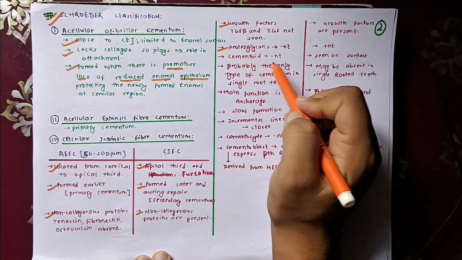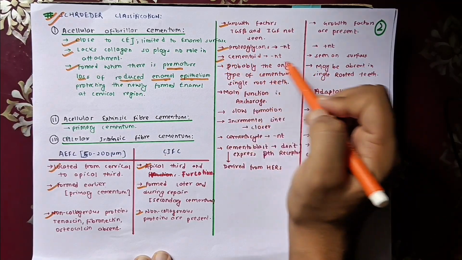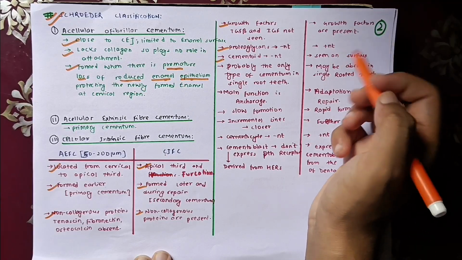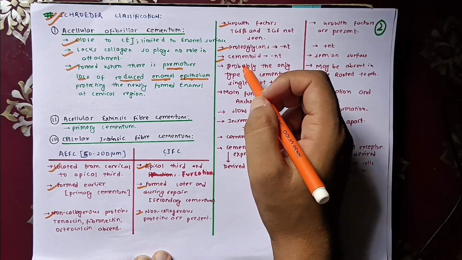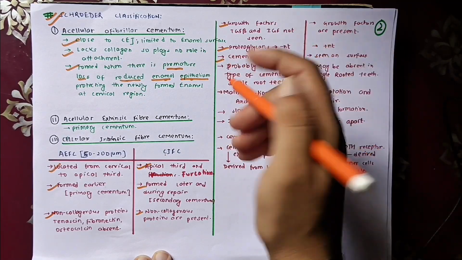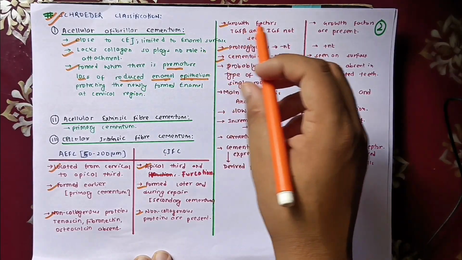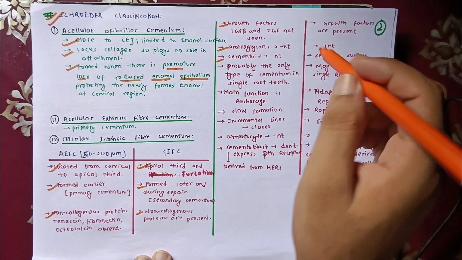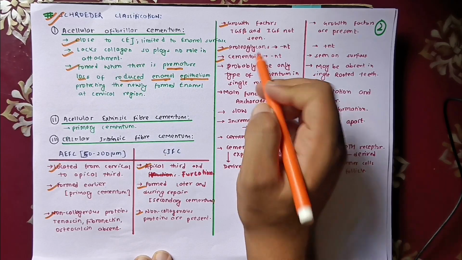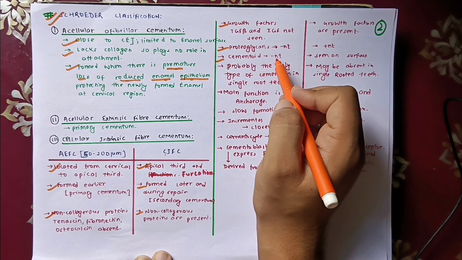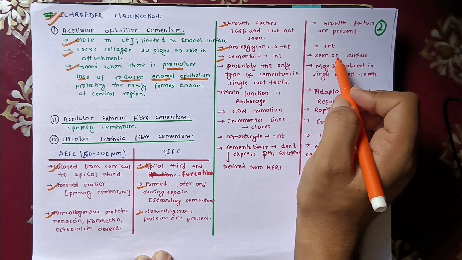Similarly, cementoid is absent here and seen on the surface here. Okay, so in the cellular intrinsic fiber cementum, cementoid is present, it is seen on the surface. And the cementoid I will be discussing later in this video, so don't worry about this cementoid terminology. So cementoid is absent in this AEFC and it is present in the CIFC.